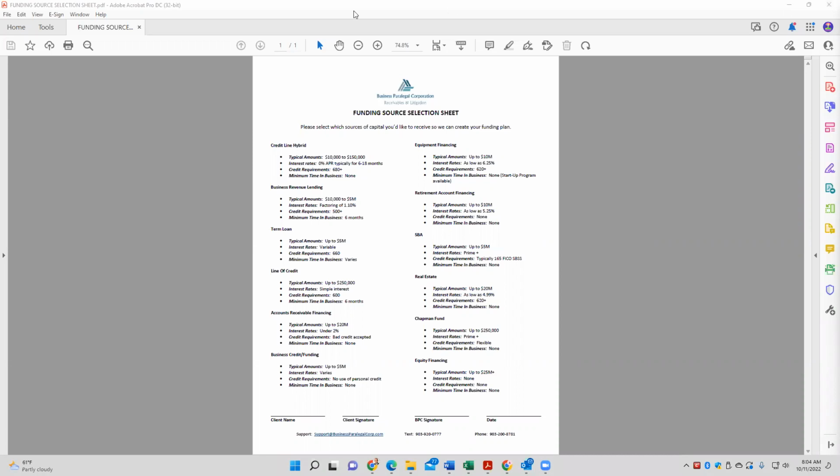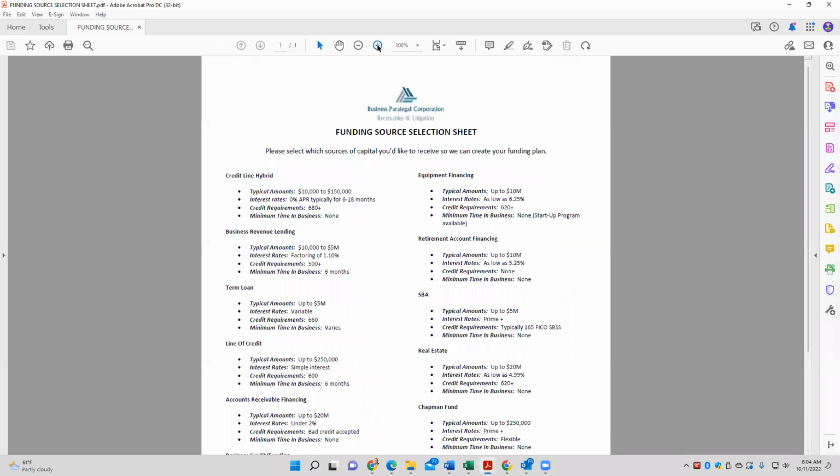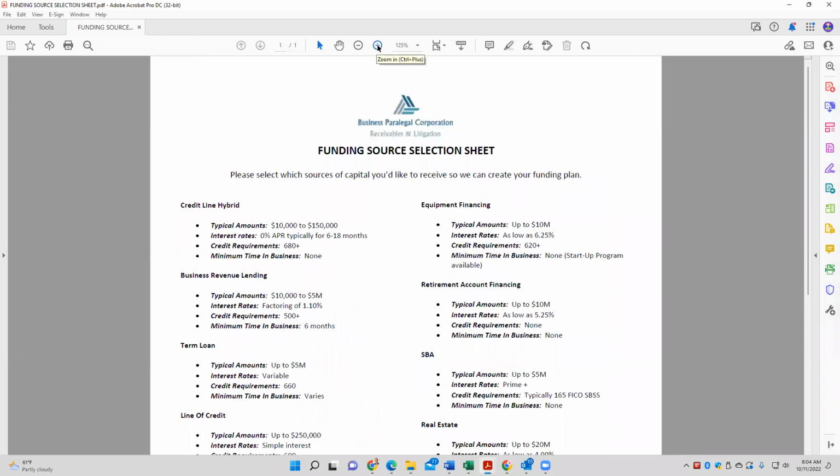So let me make this larger. And what we do want to understand is that while this is an accurate reference sheet, it is not all inclusive. It does not describe every specific detail of every funding source. And that's somewhat by design. Number one, it'd be a lot longer than one page if it did have all those details.